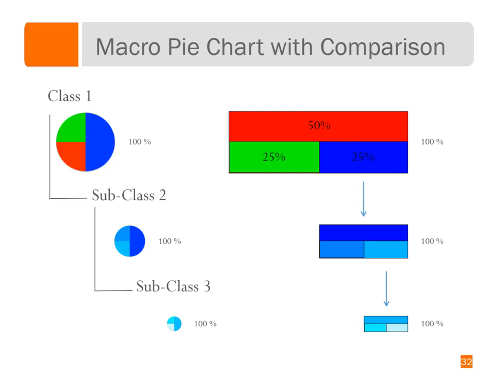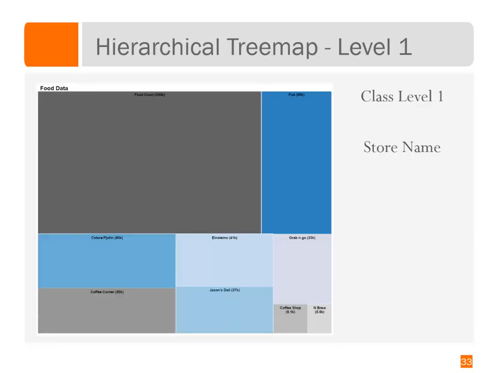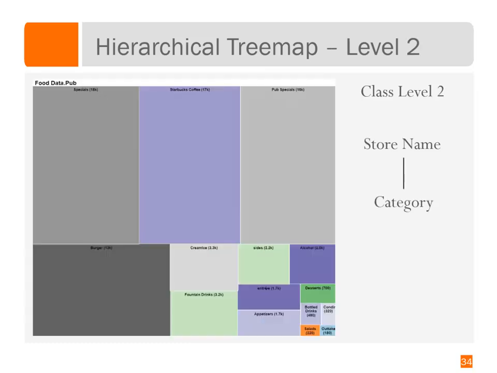Now that we have this concept, we'll take a look at a hierarchical tree map. So this would be level 1. In the hierarchy, we have different stores. These are the stores on campus where you can buy food. They're divided up by store name. We can proceed into level 2. Within level 2, we have the store name as well as the category that was being purchased.